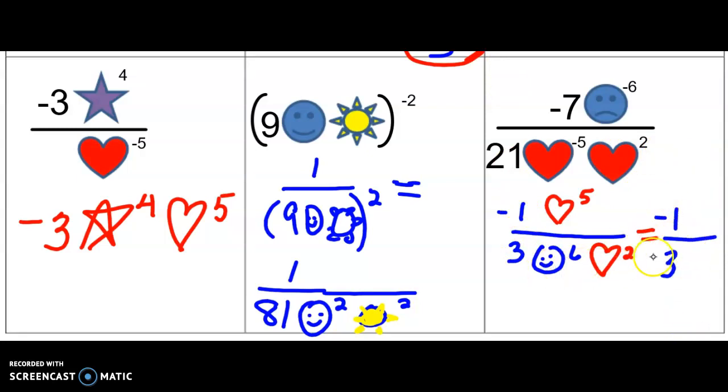The smiley face is going to stay where it is because I only had one of them on top and there were 6 of them on the bottom. And then I had hearts on the top and the bottom. There were more hearts on the top. How many more? 3.